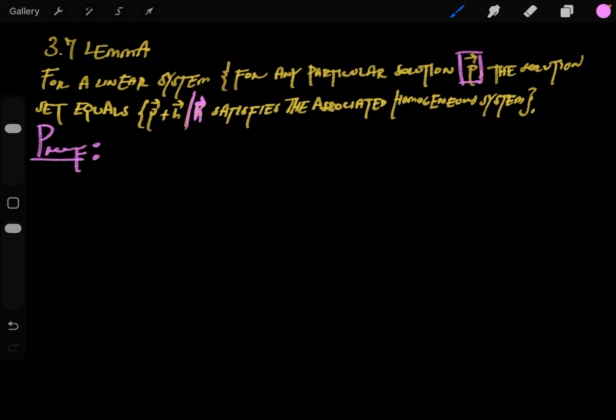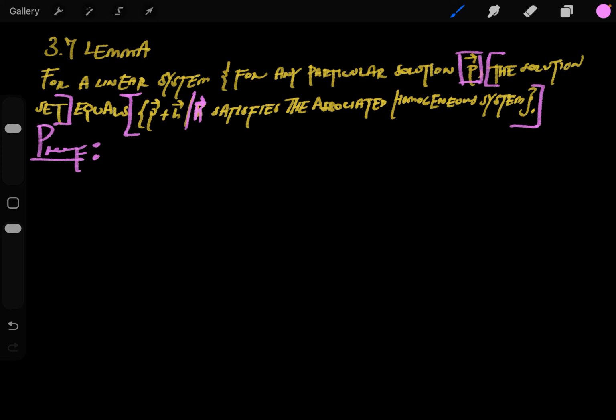Now, we need to understand what's happening here. We need to see the two sets. The one thing is the solution set, and that's this part. And it equals this set here. So we need to show that the solution set is the same set as this one.